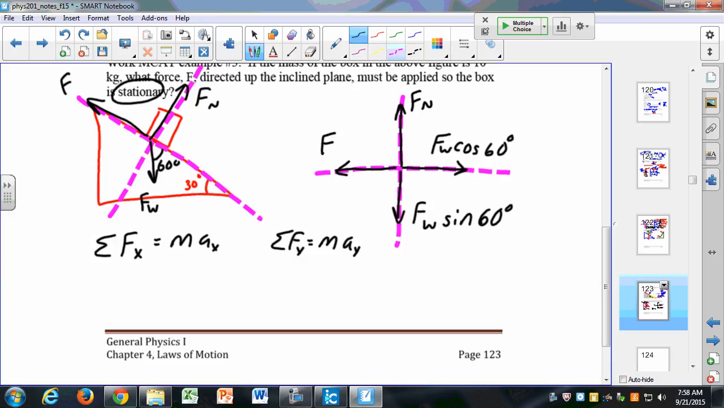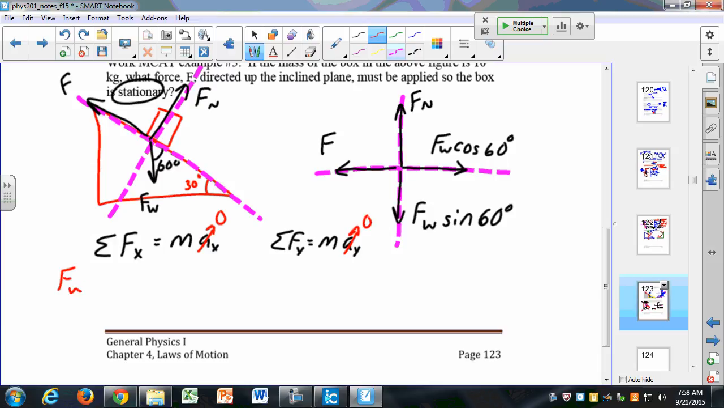I want to guess. Give an answer. Well, this object is what? Is it moving or is it stationary? It's stationary, right? So this is a static problem. That means that the acceleration is going to be 0. So for both of these, my acceleration is 0 in the x and the y direction. So I can just set both of them equal to 0.